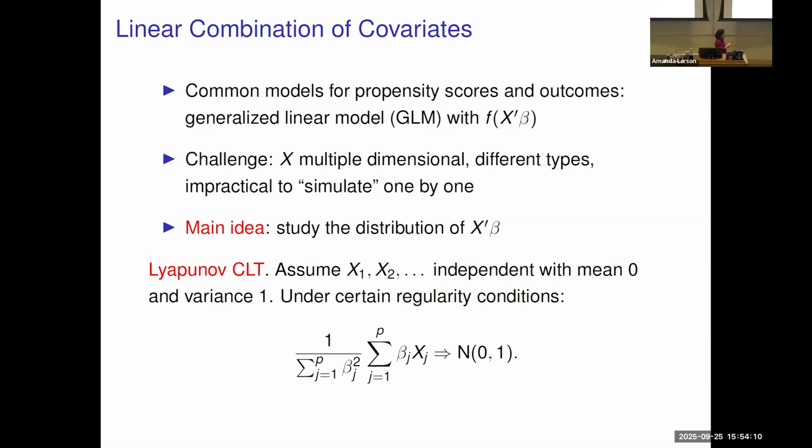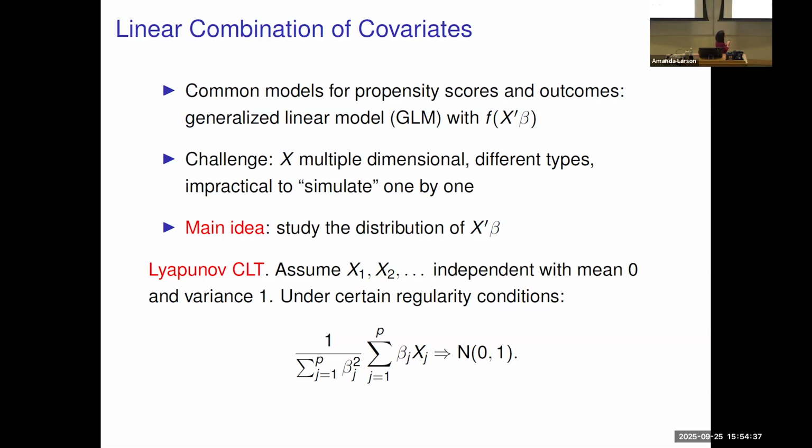How about we study the distribution of X beta? Because if I study that, then I can look at the propensity score. If this is a normal distribution, then for the propensity score, if the logit model is a logit normal, I know it's a distribution, right? And he just, again, it's just so creative. He told me that, well, I think this should be a normal distribution. And then he actually proved that.